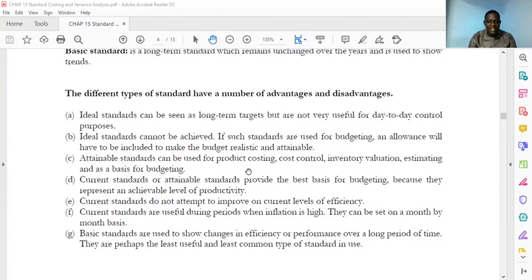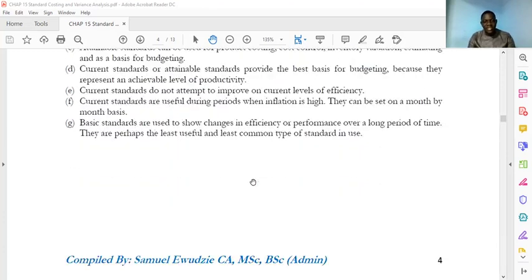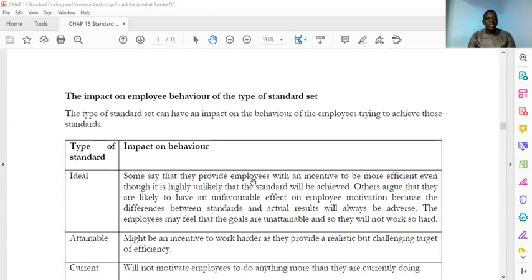Okay, good. Basic standards are used to show changes in efficiency or performance over a long period of time. They are perhaps the least useful and least common type of standard. What do we use? The basic standard. Good. Now, the impact on employee behavior of the type of standard set.